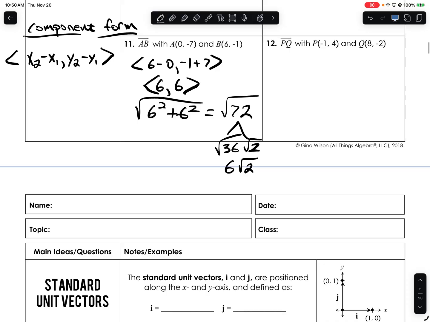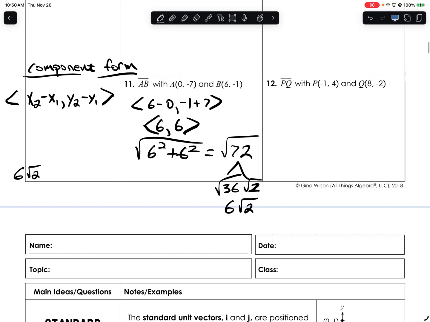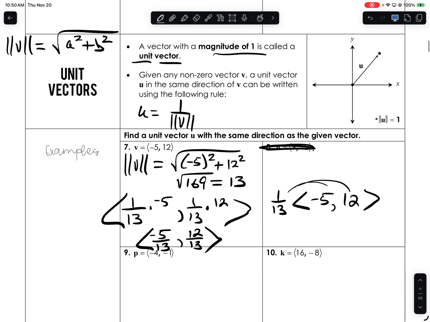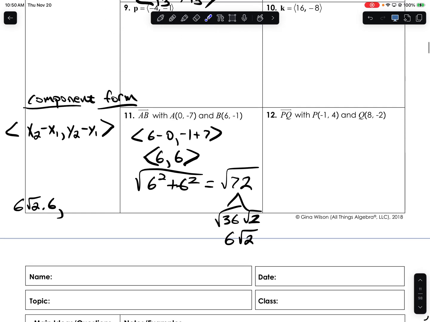So we have, I'm going to write it over here, I guess. 6 root 2 times 6, comma. Oh no, it's 1 over 6 root 2, right? I was just about to make a mistake, because I need the 1 over v. So if I have 1 over 6 root 2, erase.